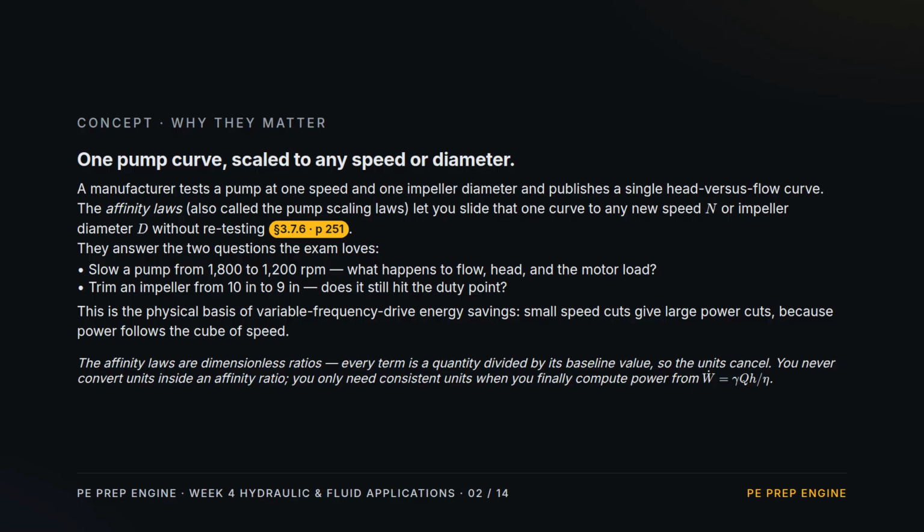This is why variable frequency drives save energy. A small speed cut gives a large power cut, since power follows the cube of speed. And the laws are dimensionless ratios, so units cancel. You only need consistent units when you finally compute power.